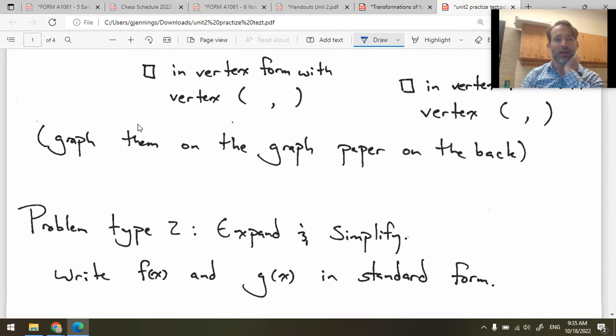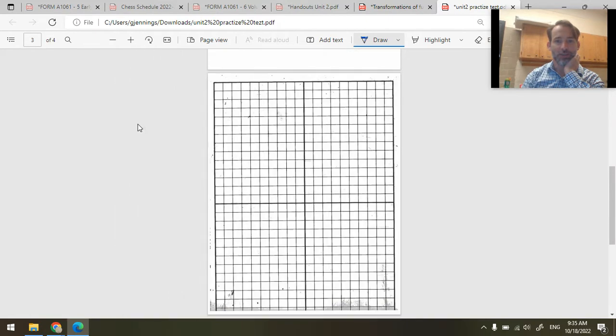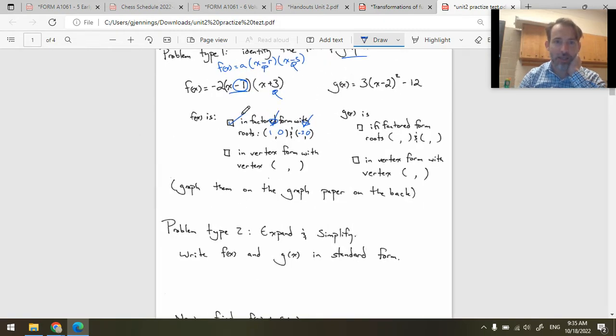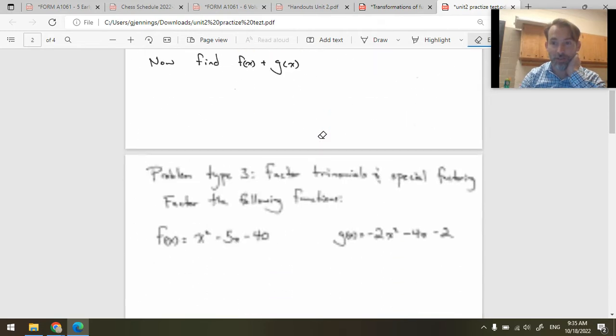So first I'm going to shrink so I can see the whole page. I've got my x-axis, my y-axis, and I'm going to write out up here in the corner f of x is equal to negative 2 times x minus 1 times x plus 3. Let's check if I wrote it out correctly. Yeah, that is correct. And now I'm going to plot these roots, 1, 0, and negative 3, 0.